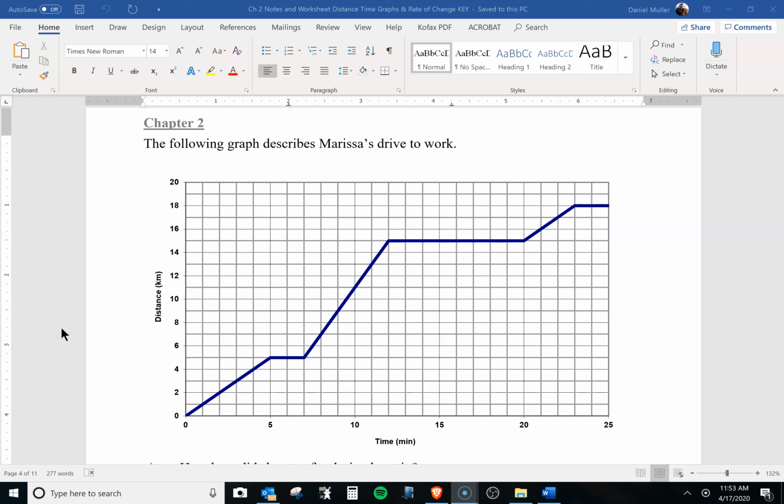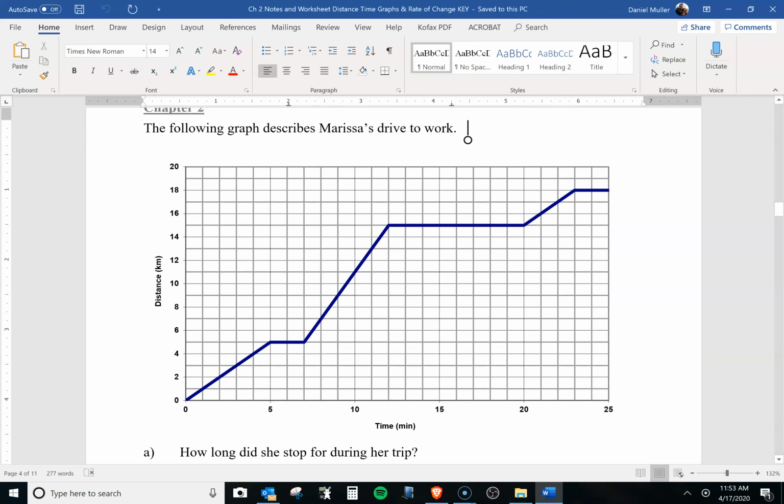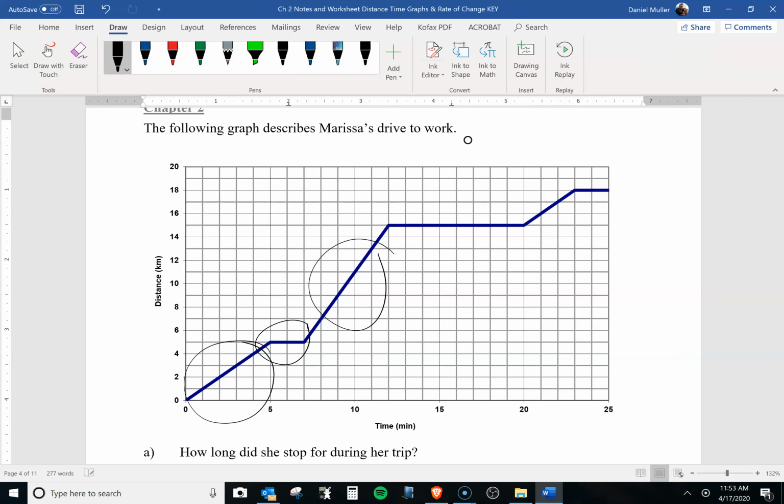Continuing along here, the following graph describes Marissa's drive to work. And so I'm going to need to do, well, I don't actually know. I haven't read. I think there's a bunch of questions down here, but I'm assuming I'm going to have to describe all of these times here in probably some sort of paragraph or maybe point form. Just off the bat, I do notice that there are 3 times where there's been no rate of change, where there's no slope.